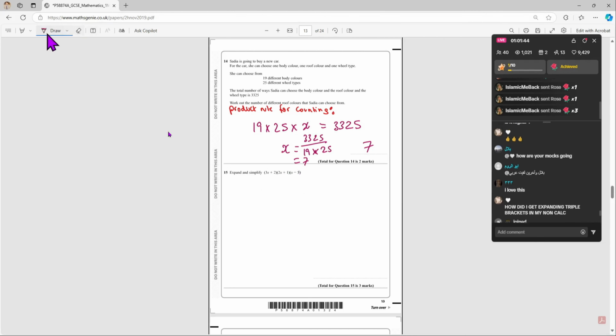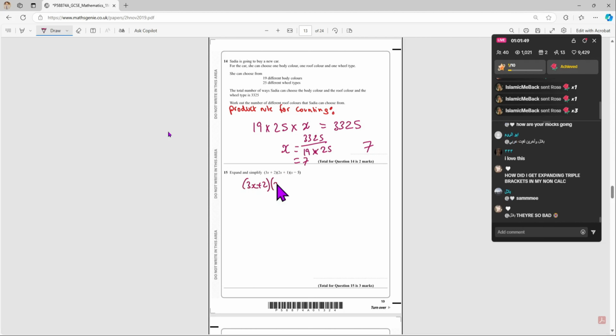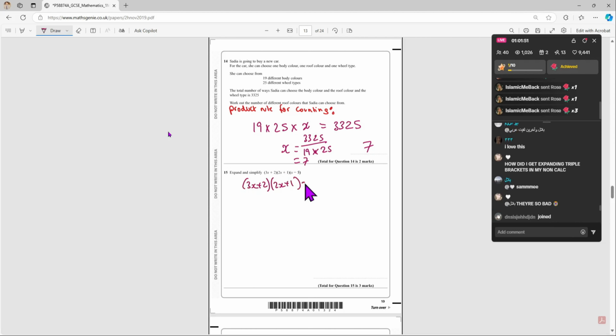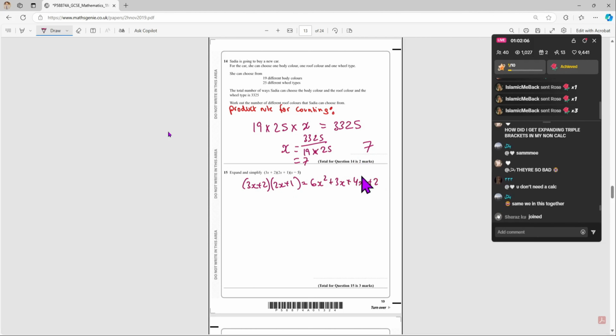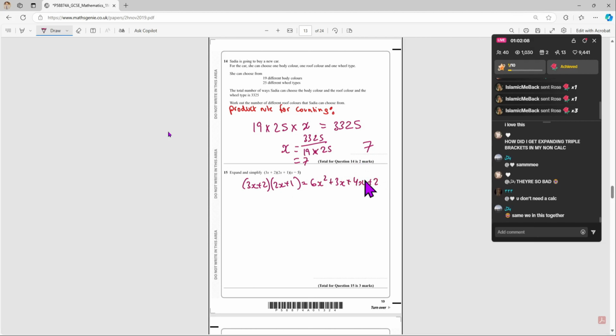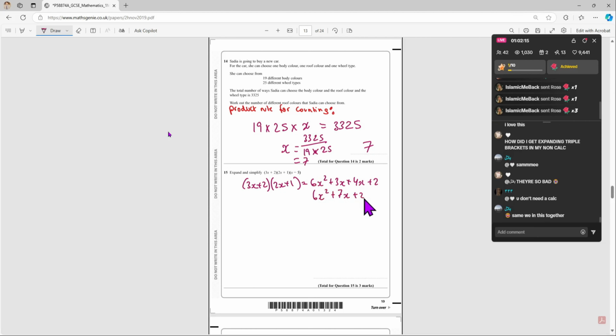So we're going to do 3x plus 2 and 2x plus 1, expand them out. So it's going to be 6x squared plus 3x plus 4x plus 2. Then simplify this to 6x squared plus 7x plus 2. Then we're going to put this into our brackets.